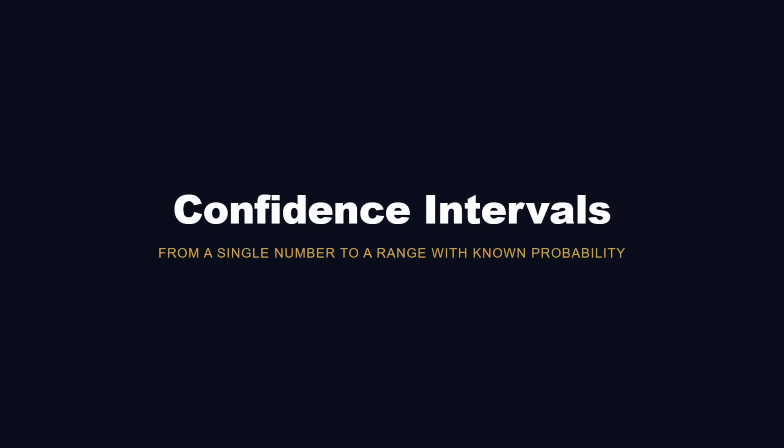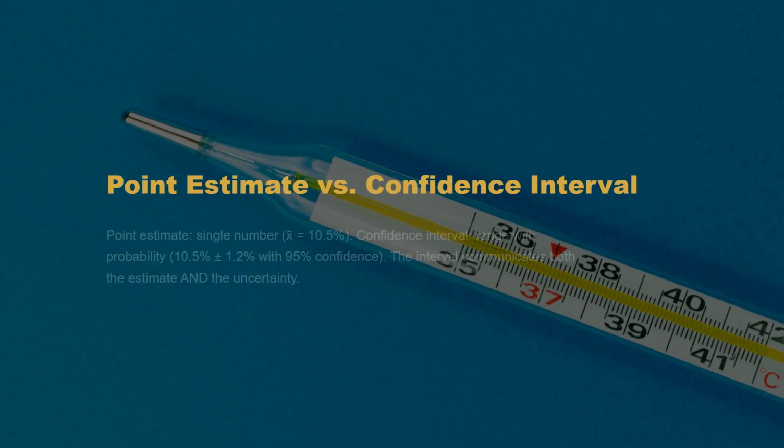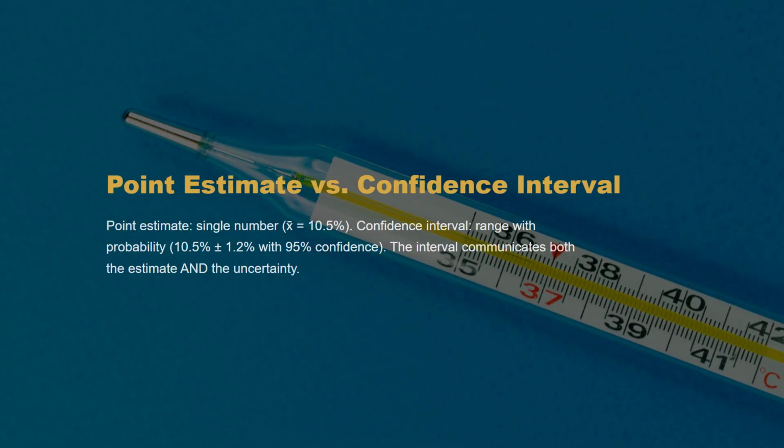Part 4. Point estimates in confidence intervals. From a single number to a range with known probability. A point estimate is a single number used to estimate a population parameter. The sample mean x bar is a point estimate of the population mean mu. But a point estimate by itself tells you nothing about precision.